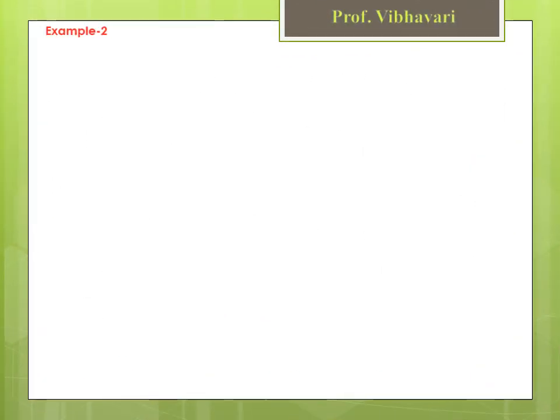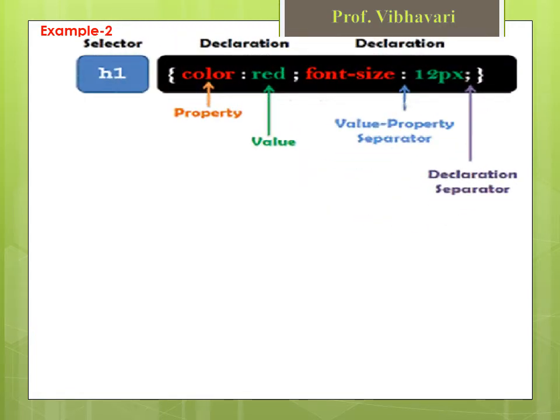Now the next example, example 2. In the previous example, I have only taken one combination of the property and the value. In the next example, I am going to show you I have taken a selector, but I have assigned here two declarations in the form of property and its values.